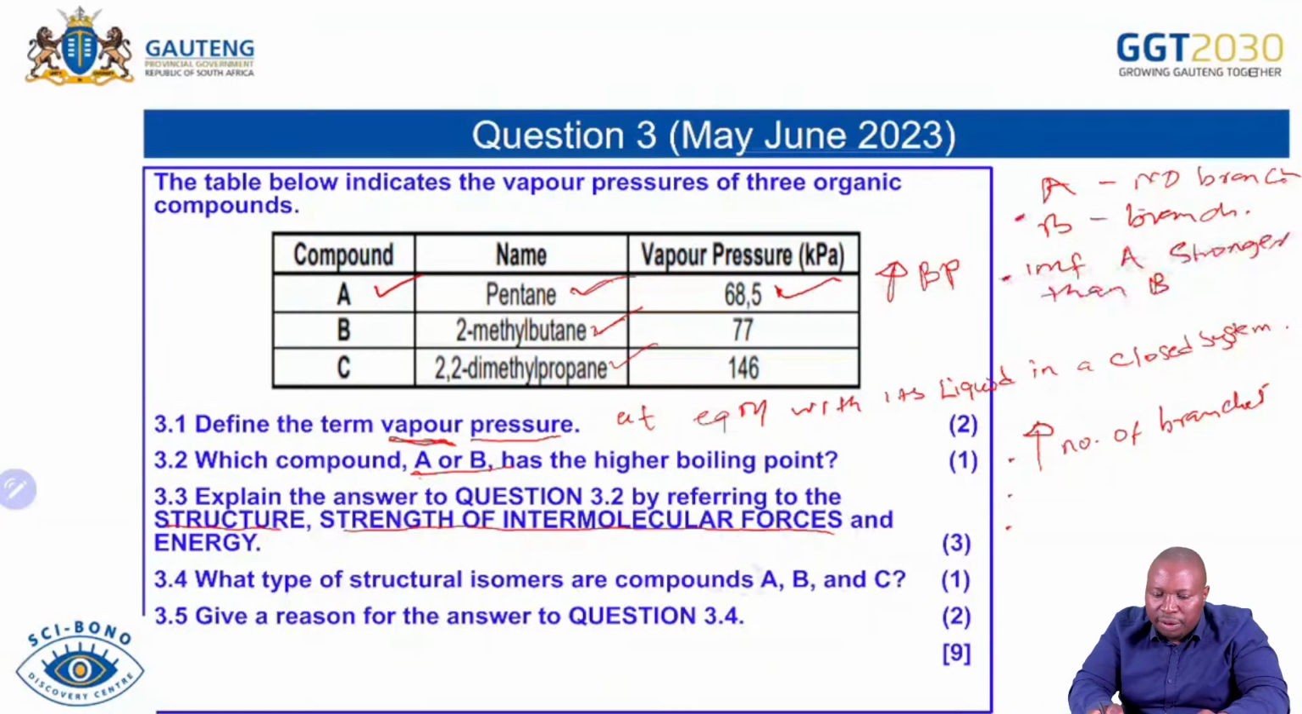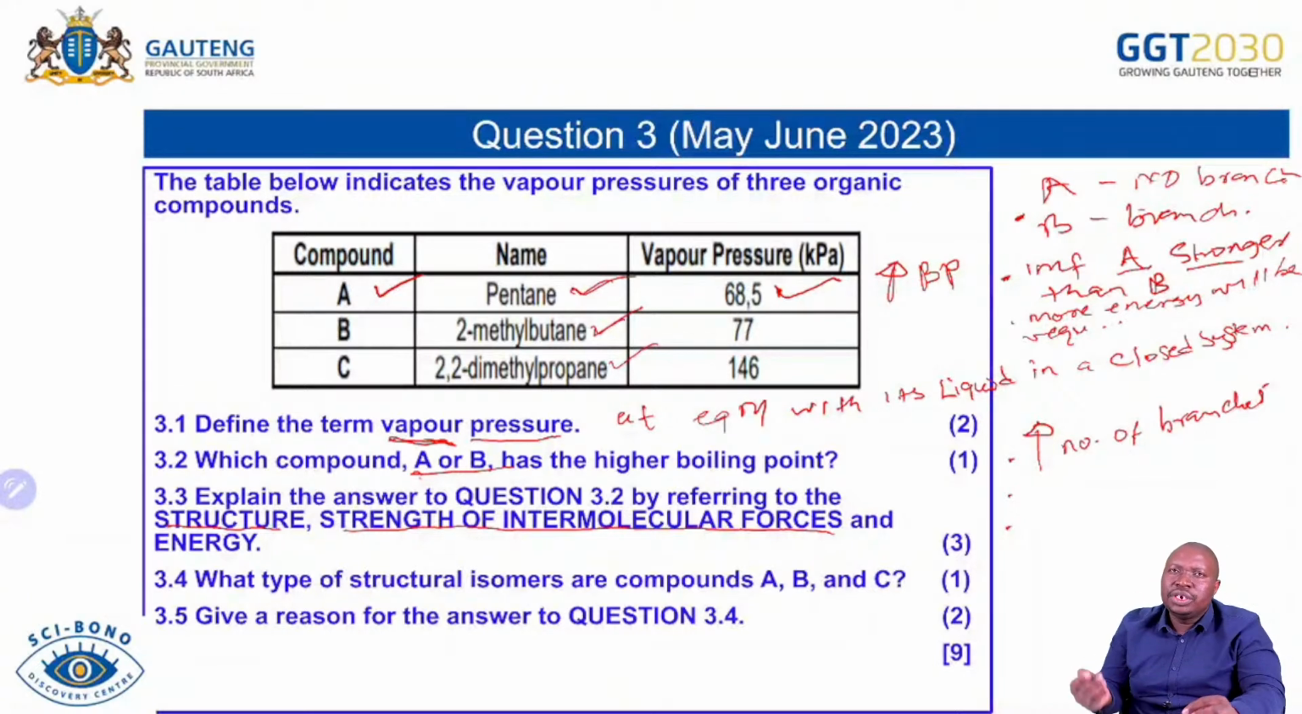Now, the third one is energy. So if it's stronger for A, then more energy will be required. More energy will be required to overcome intermolecular forces in A, in the stronger one. So you need more energy to overcome that. And then you are able to get your 3 marks. So I hope that assists you and helps you in getting this question correct.